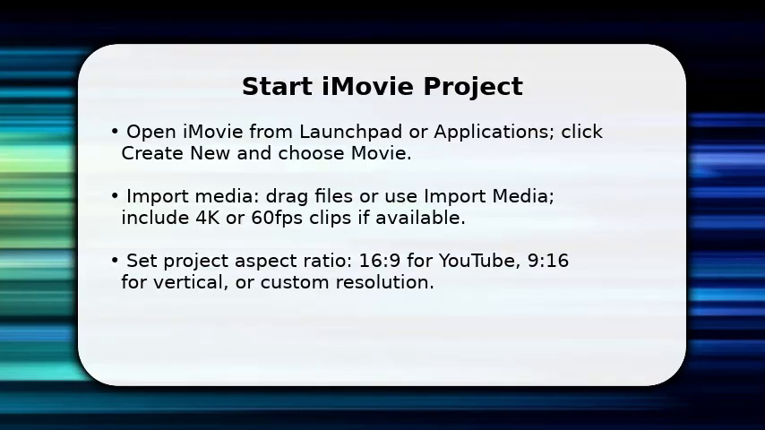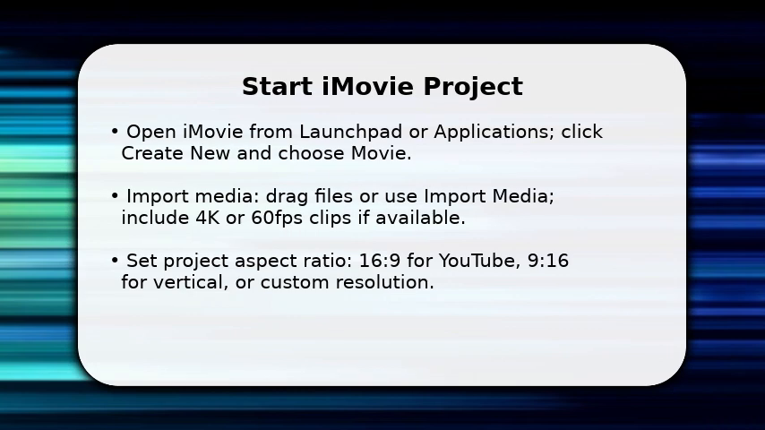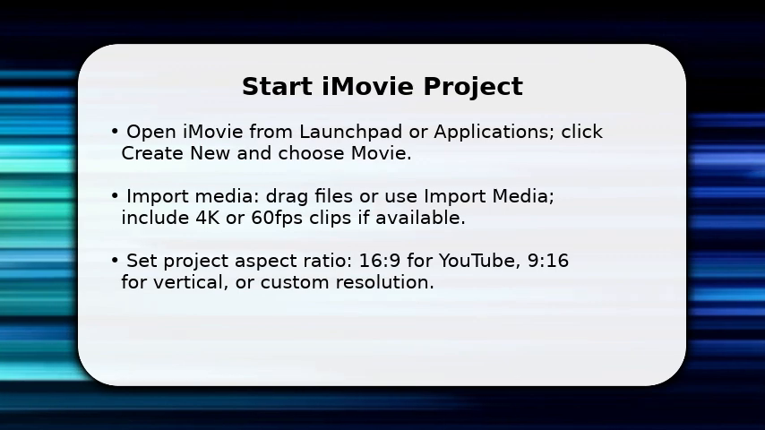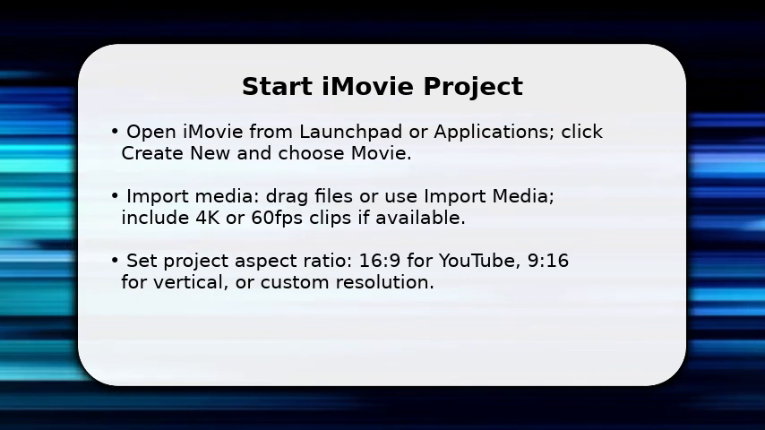You begin by launching iMovie and creating a new movie so you can work immediately. Import your clips and assets now, because organizing media upfront speeds editing. Once done, choose your aspect ratio, 16:9 for landscape, 9:16 for vertical, and understand why. Matching output to platform prevents recropping later.